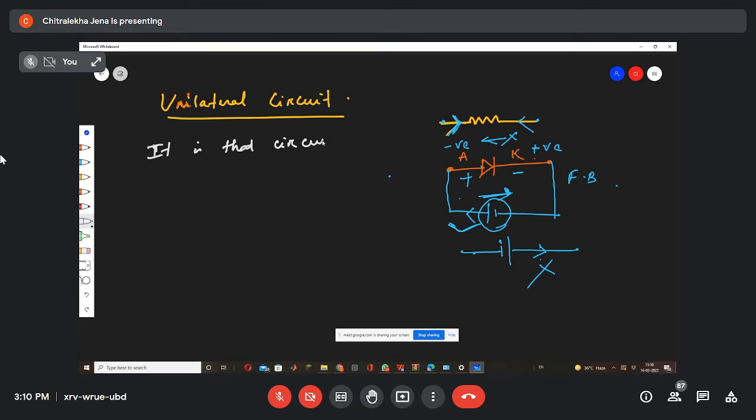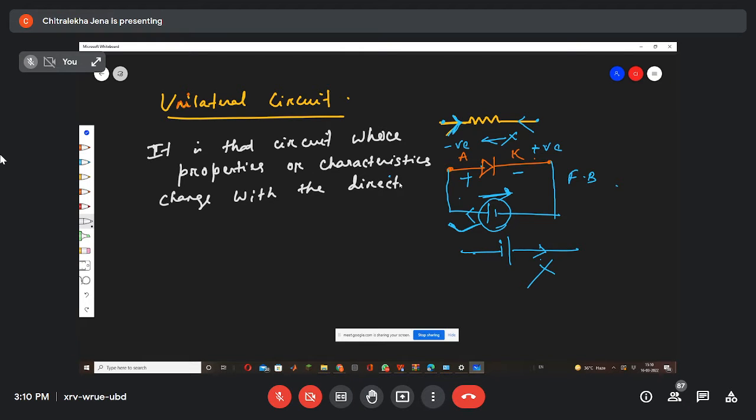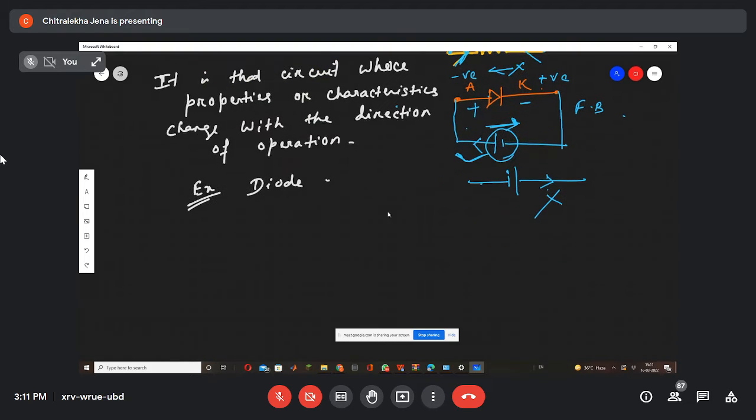It is that circuit whose properties or characteristics change with the direction of operation. Okay, so for example, this one. Now come to the bilateral circuit.